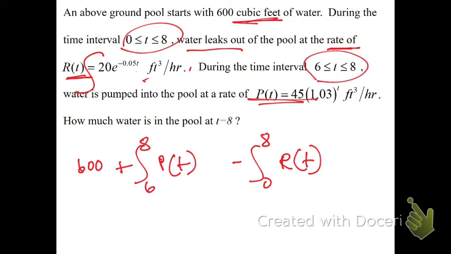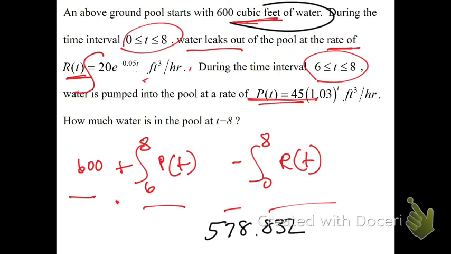Okay, put all of that in your calculator. And you can write everything exactly as you see it right in your calculator. Hit the 600 plus math 9 minus math 9 again. Just be real careful and actually practice that so you can make sure you get it right. I'll do it on my calculator now. Okay, rounded to the nearest thousandth, I get 578.832 cubic feet of water.